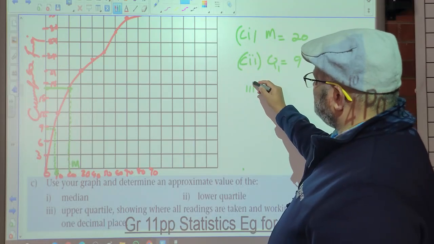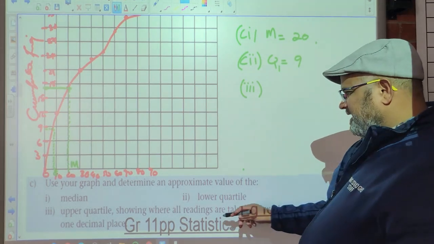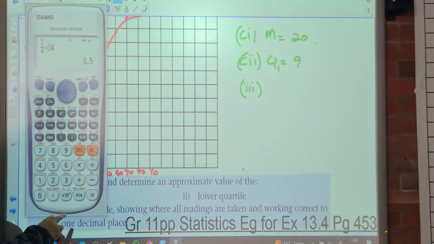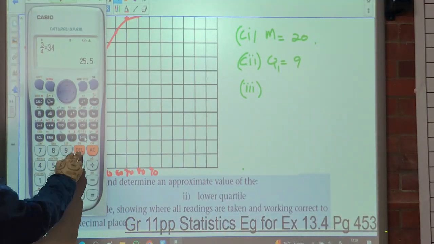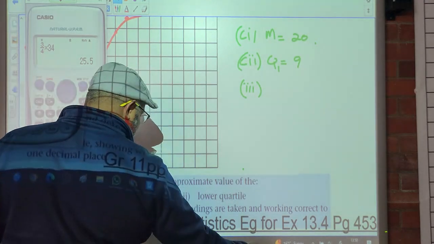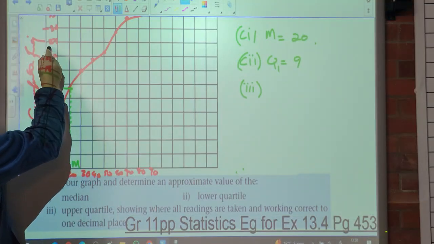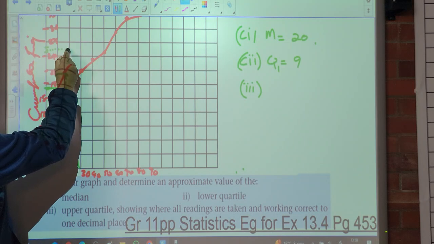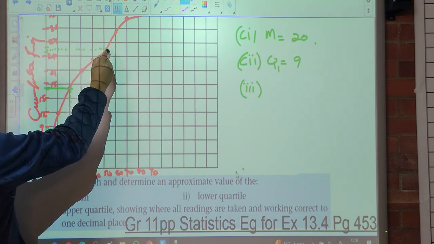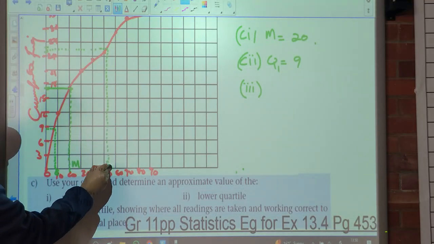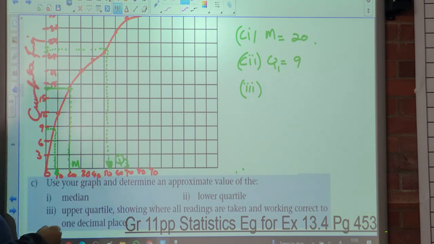Then the third question is for the upper quartile. Show where the reading is taken and write correct to 1 decimal place. So your upper quartile is going to be 3 over 4, which is 25.5. So let's go 24, 25, 26, 27. So 25.5 is in the middle there. Can you see that? What am I using? A ruler, yes. I come down here all the way. And that is where I'm going to read my Q3. And what value is that? It's about 53, 54.